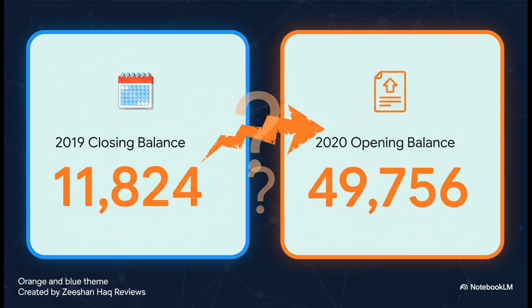And these are the actual numbers from that post. So the closing balance for 2019 was around 11,800, but the opening balance for 2020 was almost 50,000. I mean, that is not a rounding error. That's a massive gap. So what on earth is going on here?